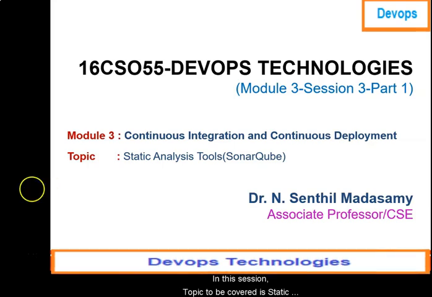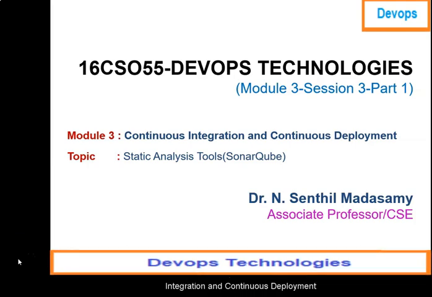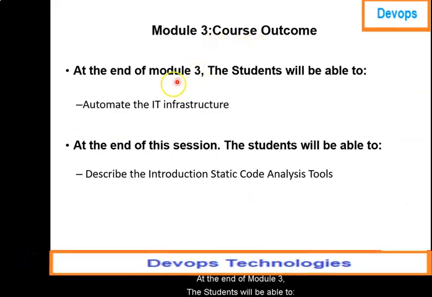Welcome to this session on Static Analysis Tools for the one credit course DevOps Technologies. In this session, the topic to be covered is Static Analysis Tools under Module 3, Continuous Integration and Continuous Deployment. At the end of Module 3, students will be able to automate IT infrastructure. At the end of this session, the students will be able to describe the introduction to static code analysis tools.